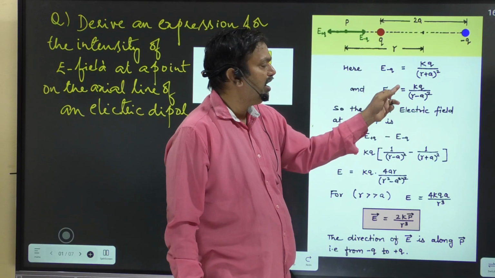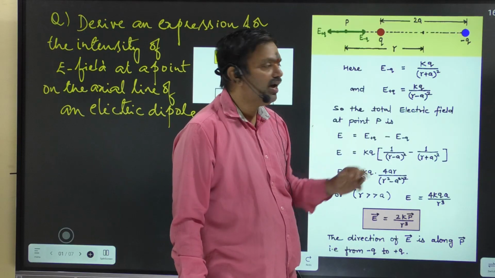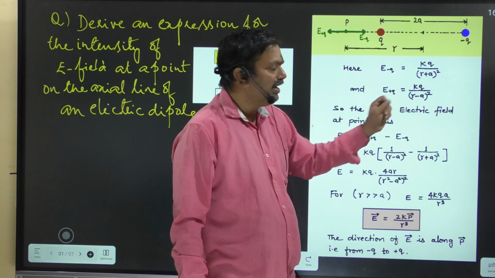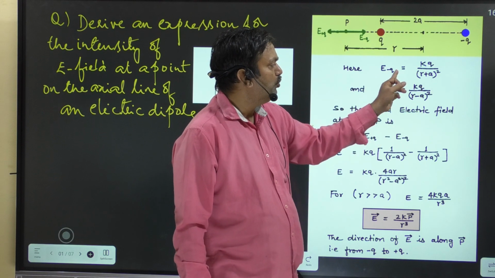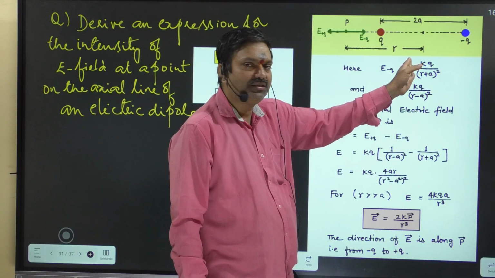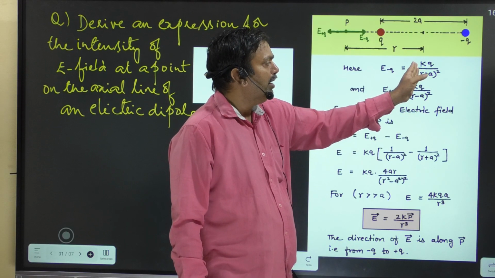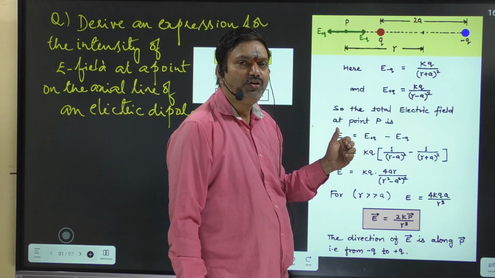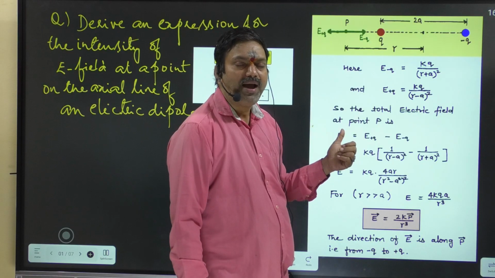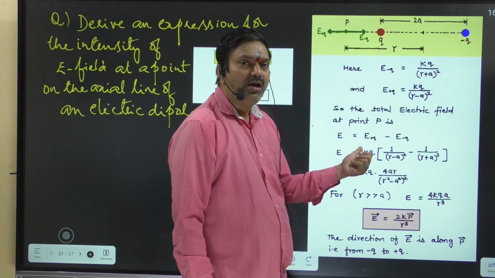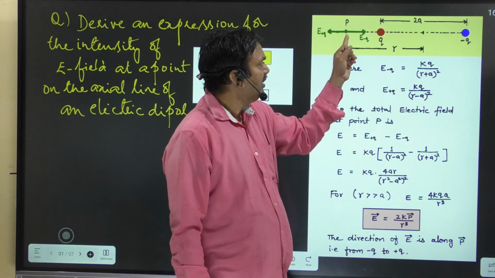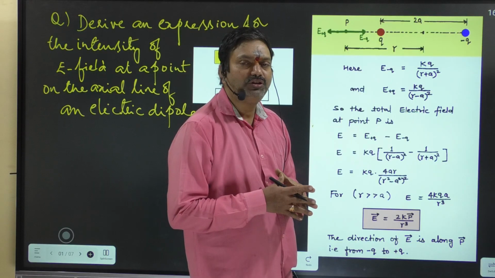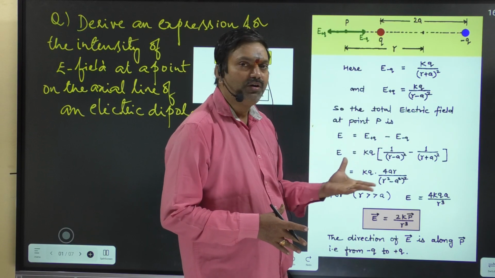So as a result, the electric field due to plus Q charge is K, or 1 by 4 pi epsilon naught, into Q by (R minus A) whole square, is the first one, and due to minus Q it is minus KQ. You can mention minus here itself: minus KQ by (R plus A) whole square. So while adding, obviously, you have to superimpose the impact of both fields. That means whenever you are going to calculate the total electric field at a point on the axial line, you need to superimpose both the fields. That is, you are going to add the total electric fields.